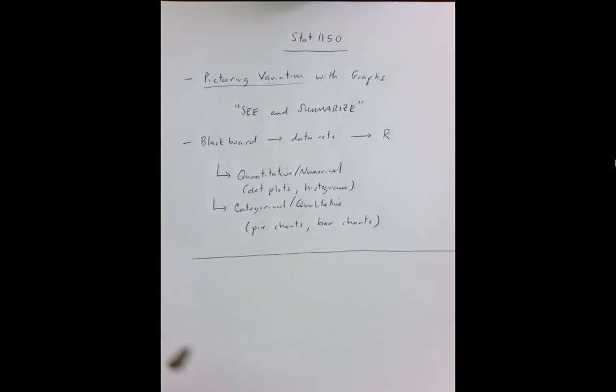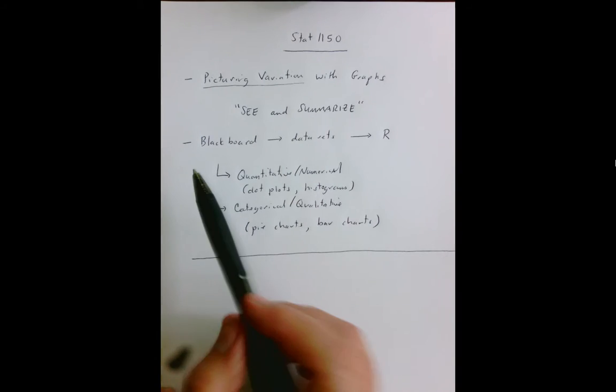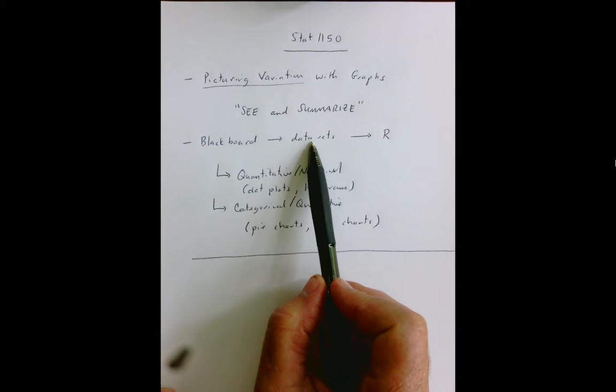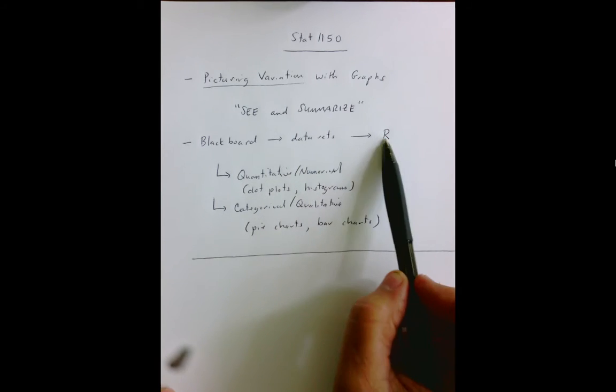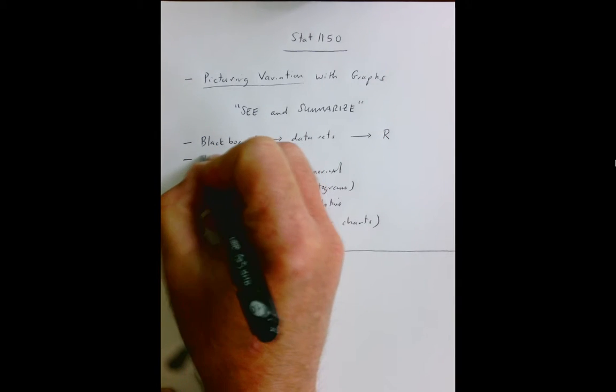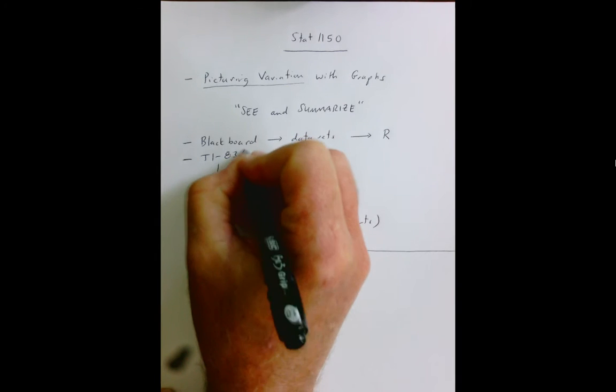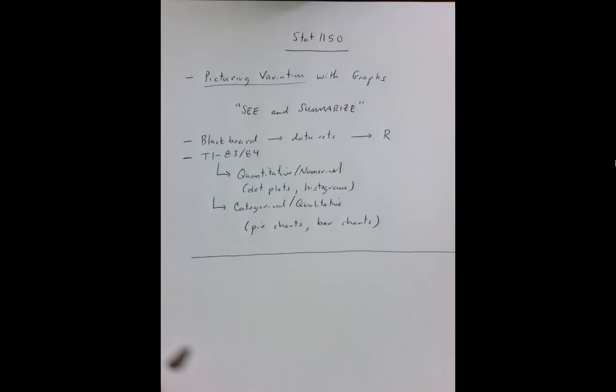All right, very first thing. Now, one more thing. I'm kind of getting ahead of myself. I want you to have access to Blackboard. I want you to be able to get these data sets, which I'll illustrate in this video, and R. But I also want you to have your TI-83 or 84 calculator handy too, because I'll show you ways that we can use it to enter our data and create these types of plots, or I'm sorry, these types of graphs.